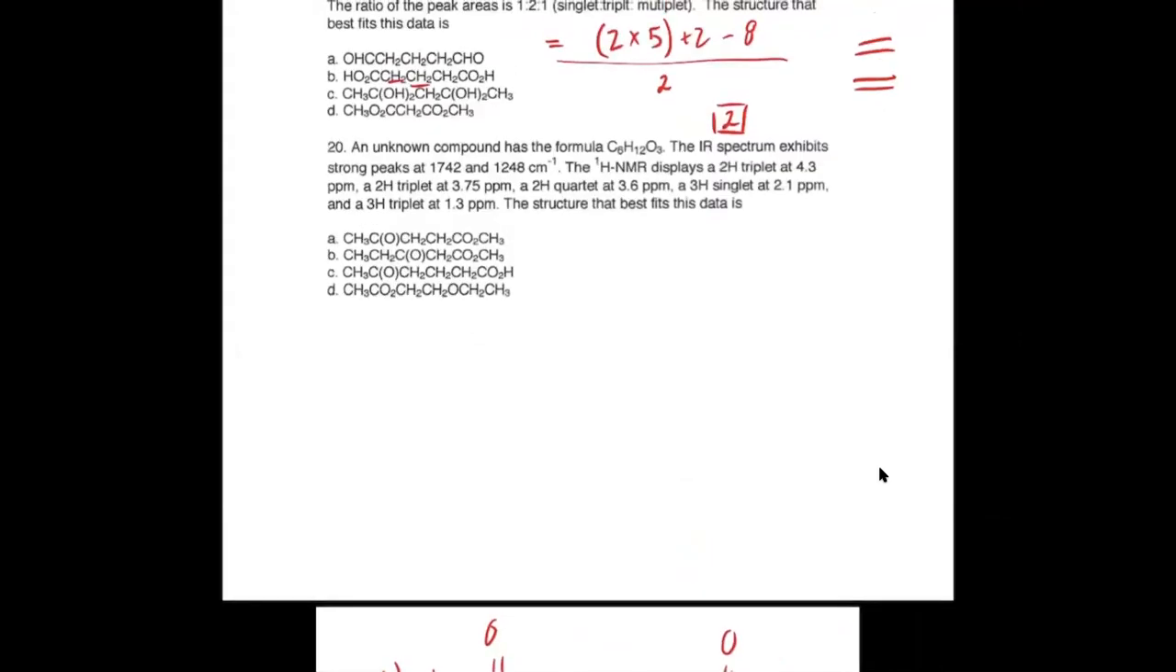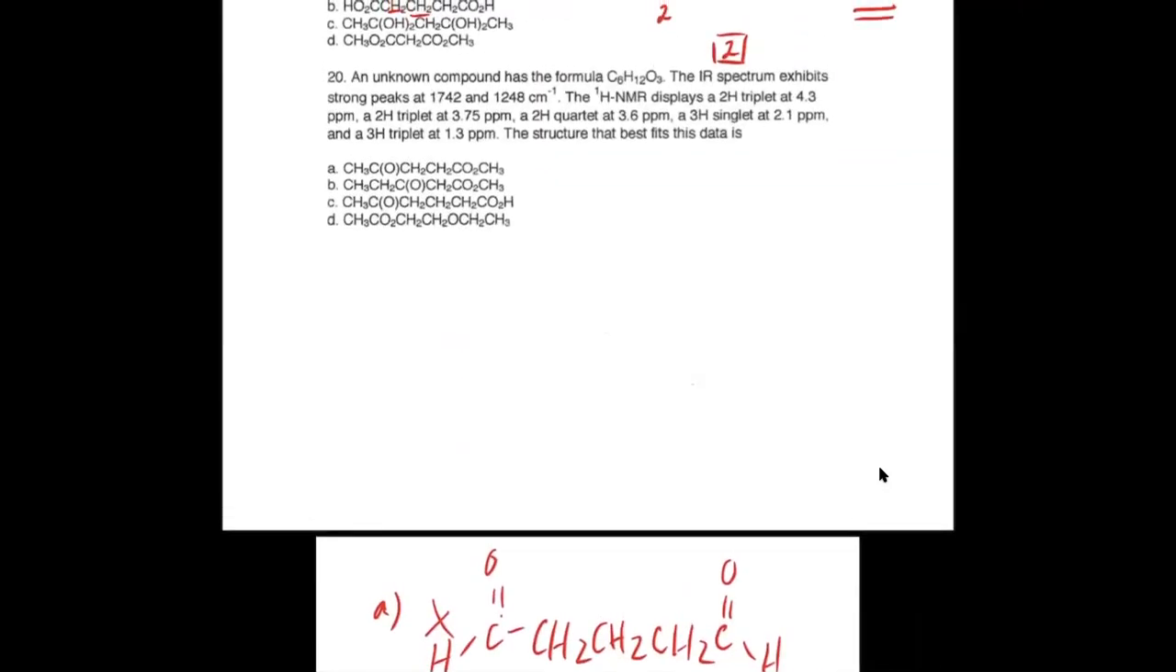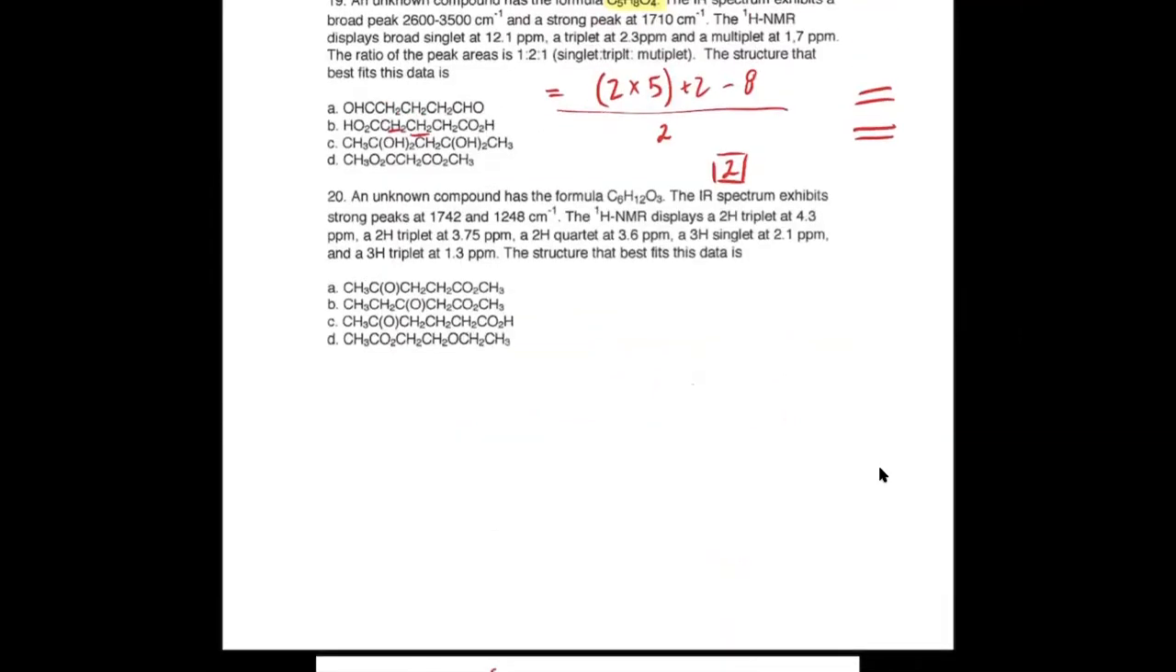Okay, so we have a CH3, and then we have what seems to be an ester, right? Because we end up with another carbon.